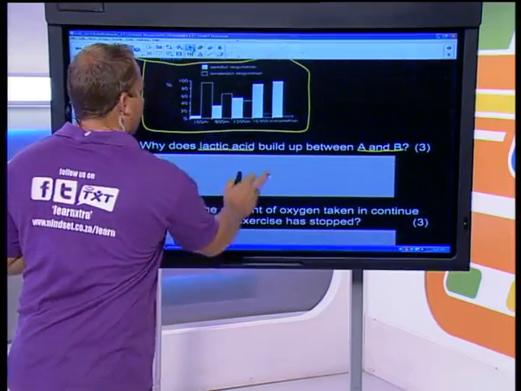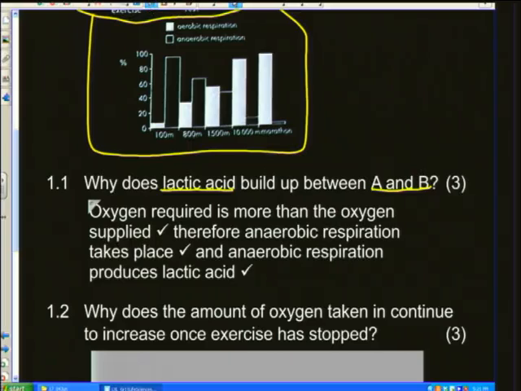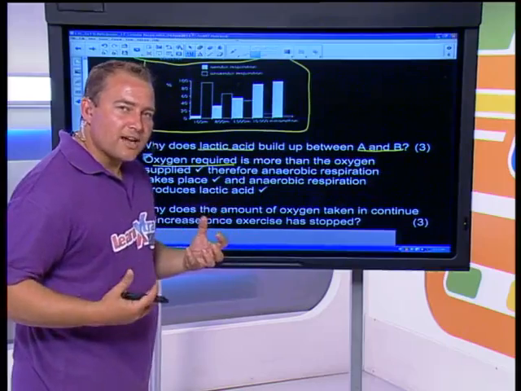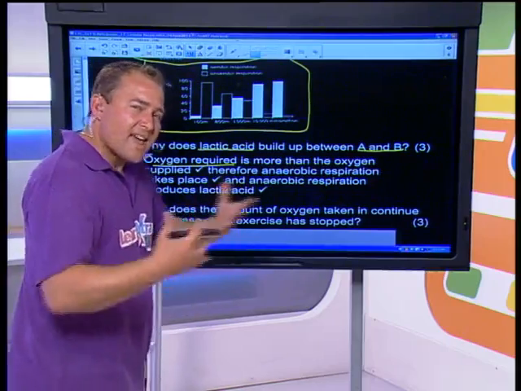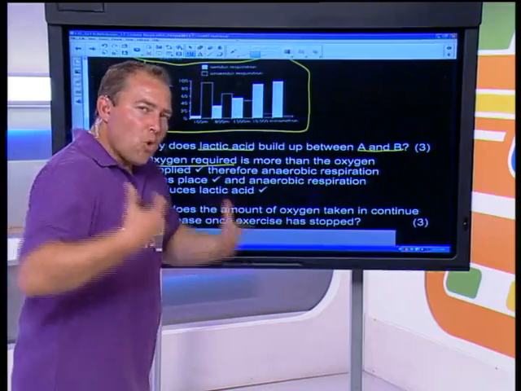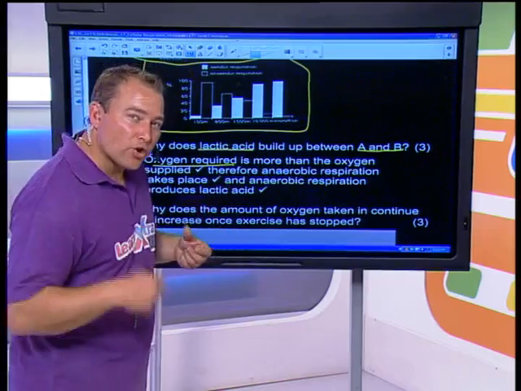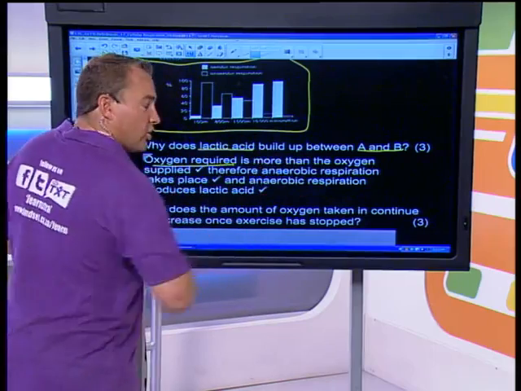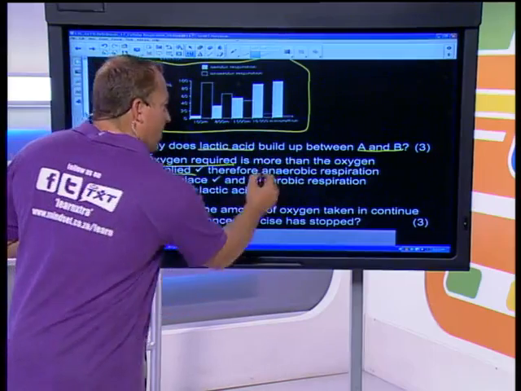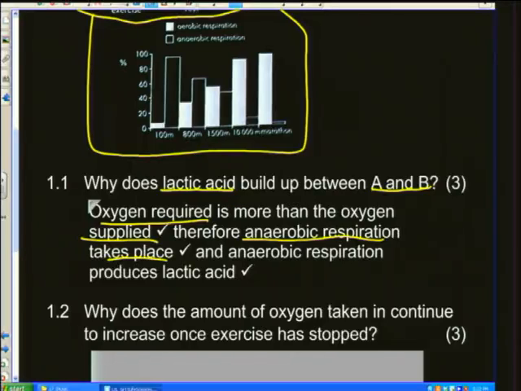Okay, let's see what it looks like. It says here, oxygen is required. There is more oxygen required than there is available. So in other words, they're doing the exercises, but there's not enough oxygen there. We're doing more work, using more ATP than the oxygen we have. So we can't go through the Krebs cycle, and we're going to create lactic acid. We're using more oxygen than is supplied. Therefore, anaerobic respiration takes place, and the anaerobic respiration produces lactic acid. It's a simple answer, right?